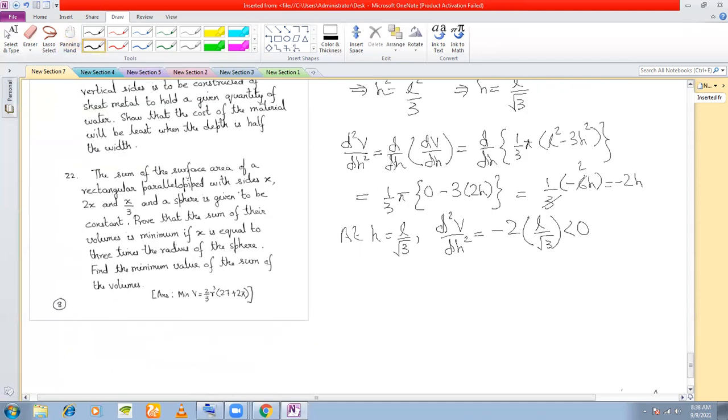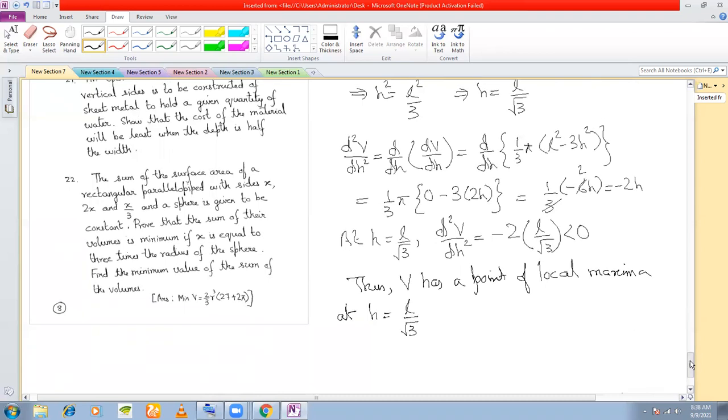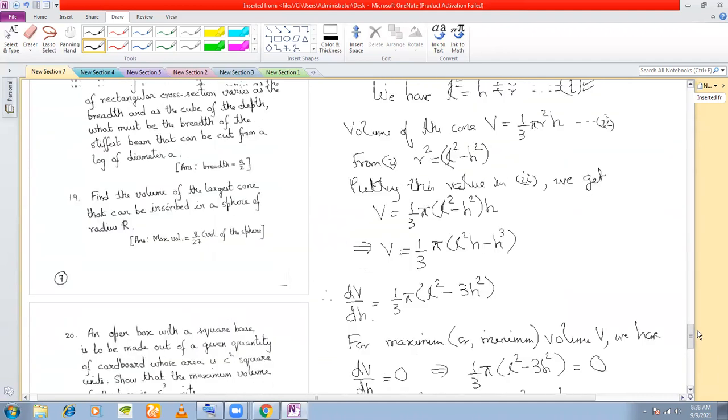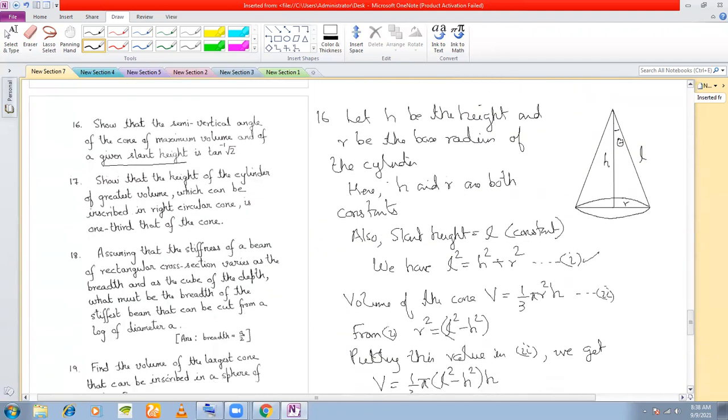Thus we can say that V has a point of local maxima at h is equal to L by root 3, right? Now we have got the value of h.